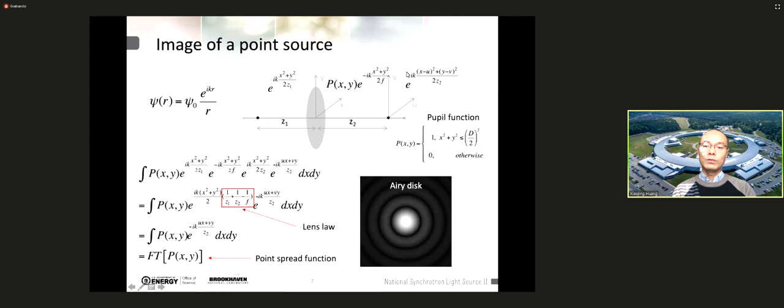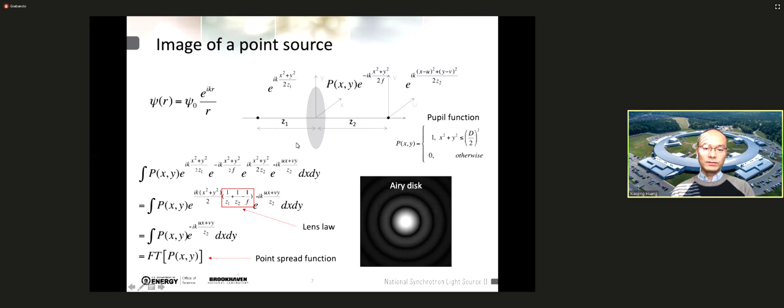So now we plug everything together, and after shuffling around a little bit, we find the quadratic term will turn to zero when Z1, Z2, and the focal length of the lens satisfy the lens law. So if the lens law is satisfied, this term goes to zero, and because everything is in the exponential function, this term goes to one. So eventually, what is left, if we look carefully, is nothing but a Fourier transform of the pupil function.